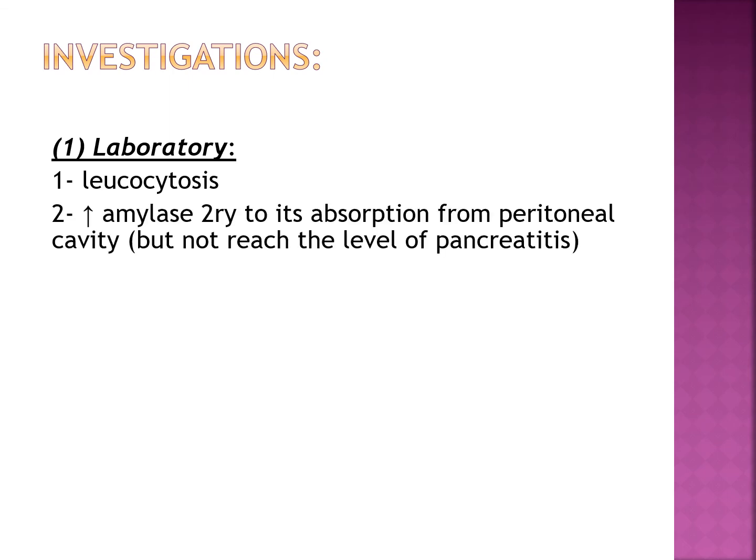What are the investigations that we can do in a patient presenting with acute abdomen, pain mainly in the epigastrium, history of peptic ulcer disease, and I have great concerns that this patient might have a perforated duodenal ulcer from the history and the examination? First, we do laboratory investigations. CBC will show a marked increase in the leukocyte count. Amylase will be increased due to secondary absorption from the peritoneal cavity, but of course, it doesn't reach the levels of pancreatitis or the diagnostic levels of acute pancreatitis.